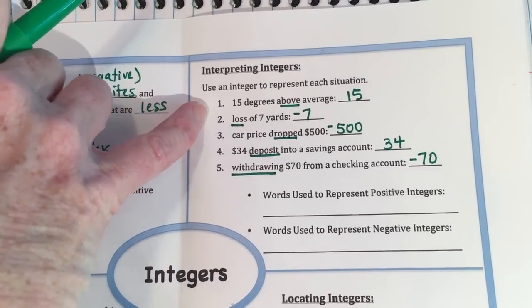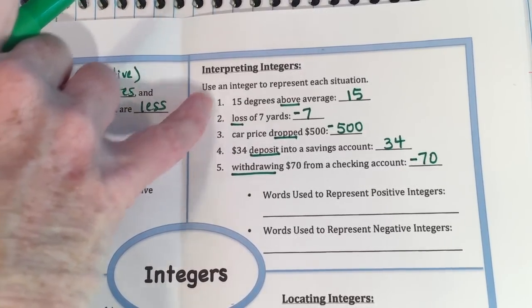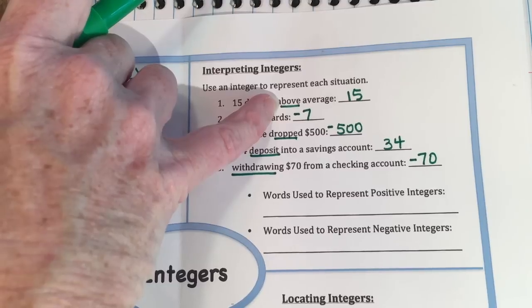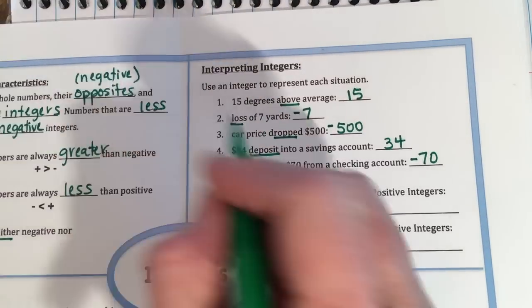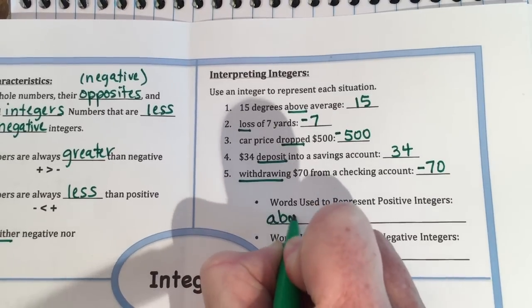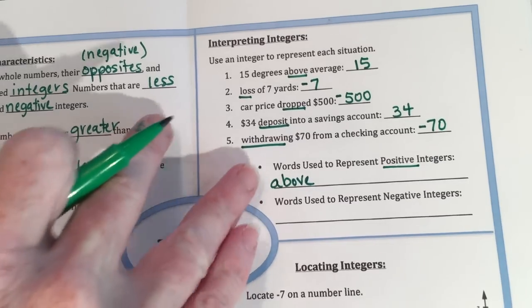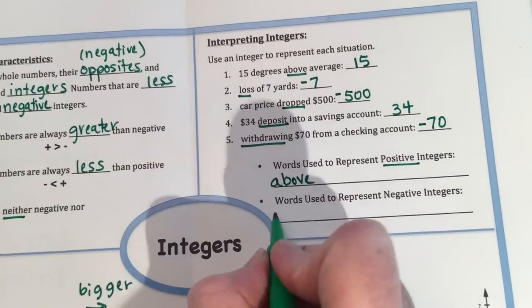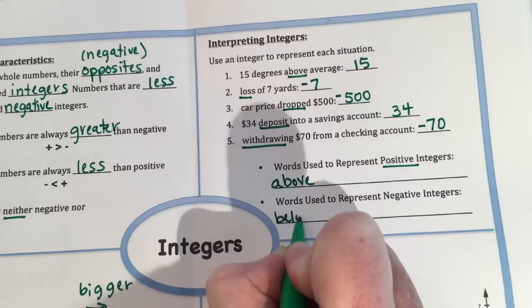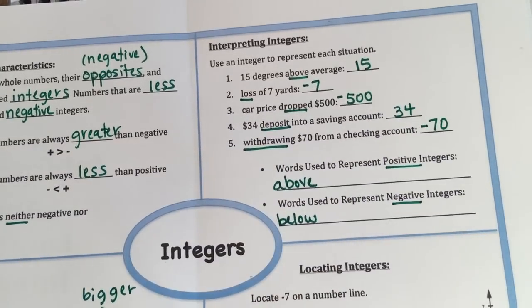In the first example, 15 degrees above average. Was that a positive integer or negative? That above made it positive. So I'm going to put that in the first line because it was positive. What would be the opposite of above? Below. And below, if they use the word below, that's going to represent a negative integer.